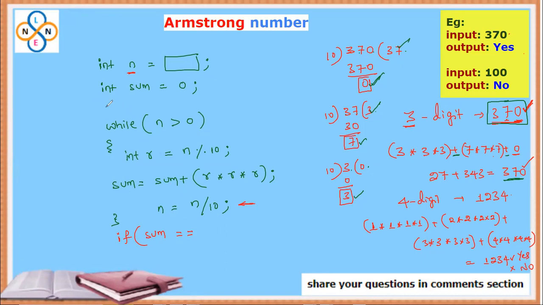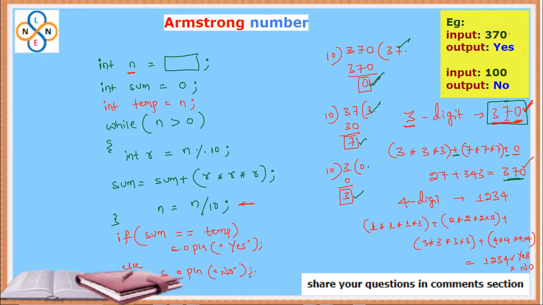For the same reason, I am using one more variable called int temp. Before we perform any operations on this n variable, I am storing that n value into the variable called temp. Now, should we compare with n or temp? It's supposed to be compared with temp. So if sum double equals temp, then System.out.println, yes, it's an Armstrong number. Then the else part, we can simply say no. As the else part, there is no need of checking any condition. We can just give a message as no, it's not an Armstrong number.